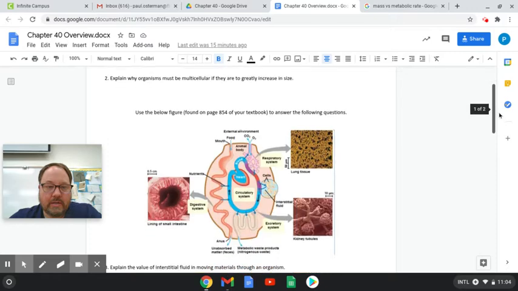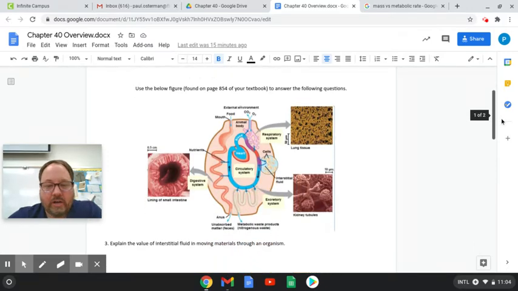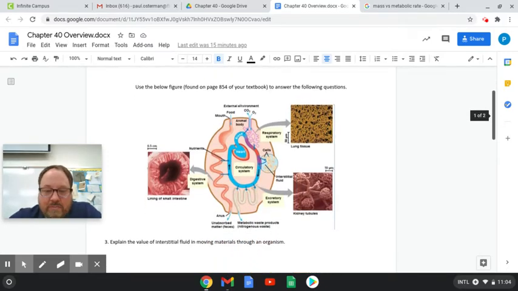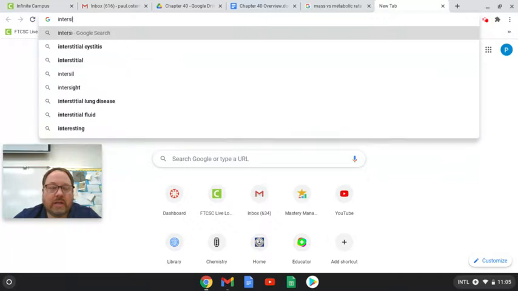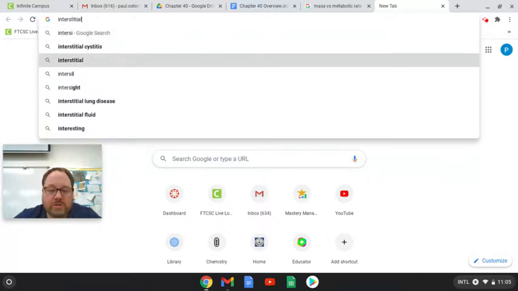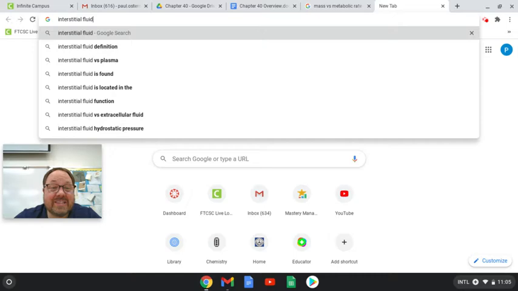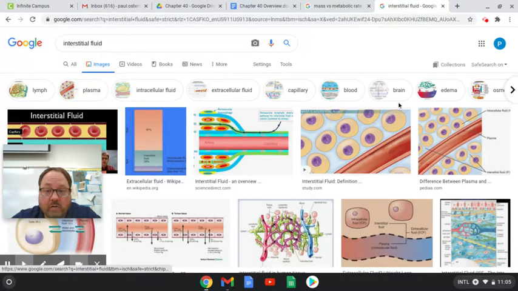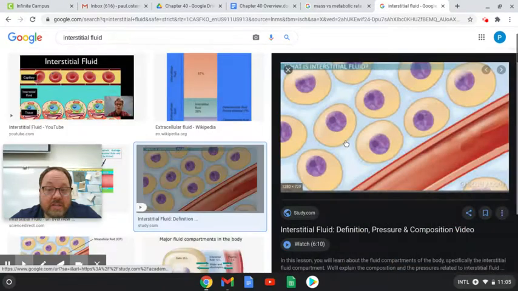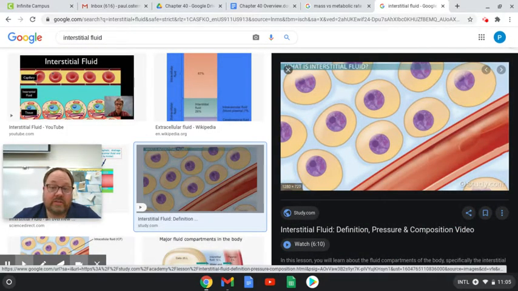Alrighty. Looking here, this is just a generic set of body systems for some sort of generic animal. But number 3 says, explain the value of interstitial fluid in moving materials through an organism. Interstitial fluid, inter means between. Interstitial fluid is the fluid between cells. Okay. So we know life requires water, right? You have to have water within cells and you have to have water between cells. So interstitial fluid is that water between cells.